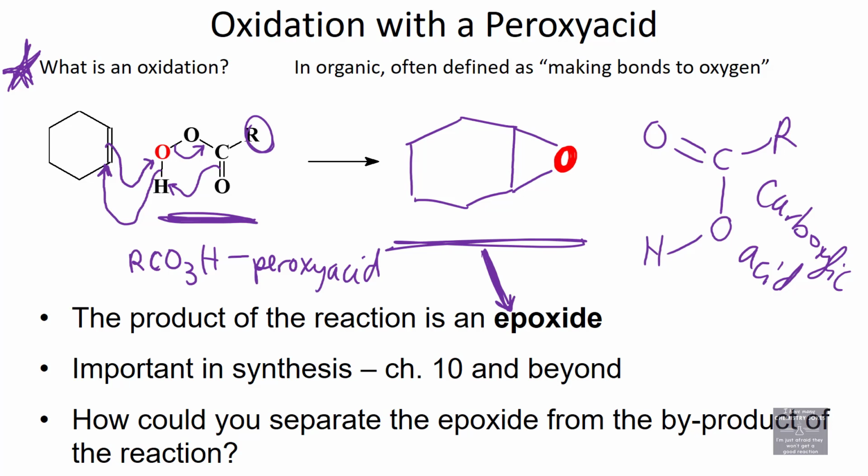Peroxy acid means it's kind of like a peroxide. It's kind of like a carboxylic acid. It's a combination of the two. Peroxide, OO, single bond. Carboxylic acid, COOH. This one just has an extra O squeezed in the middle.